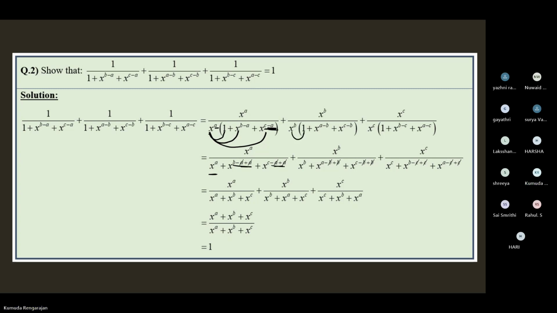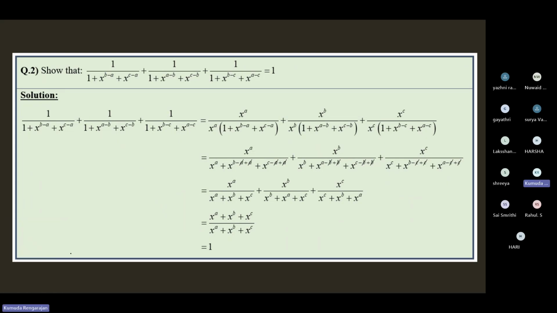Same thing here. X to the power b. This into this. X to the power a minus b plus b. And this into this. X to the power c minus b plus b. Same thing. X to the power c into 1. X to the power c into this term. So it will be x to the power b minus c plus c. Similarly, x to the power a minus c plus c.